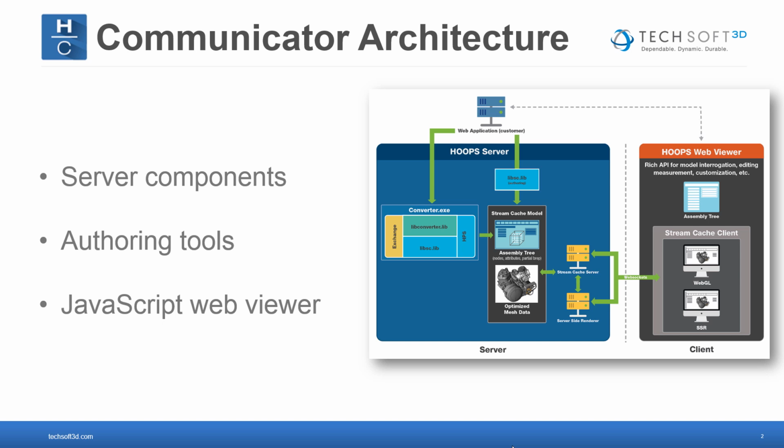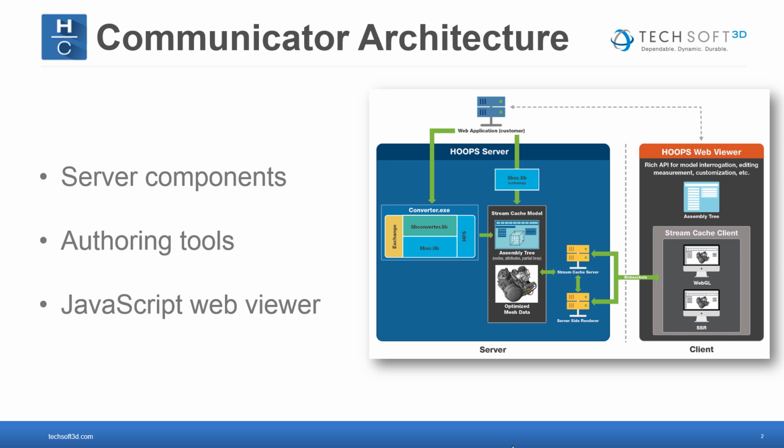There's two main portions of the Communicator architecture that we're concerned with, and they align with the two basic places here, so the server and the client. In our case, the client is the user that is going to be viewing the model, and the server is, of course, the machine that is hosting the data that it's going to send to the client. On the server, we have a number of components that we touched on in the previous module.